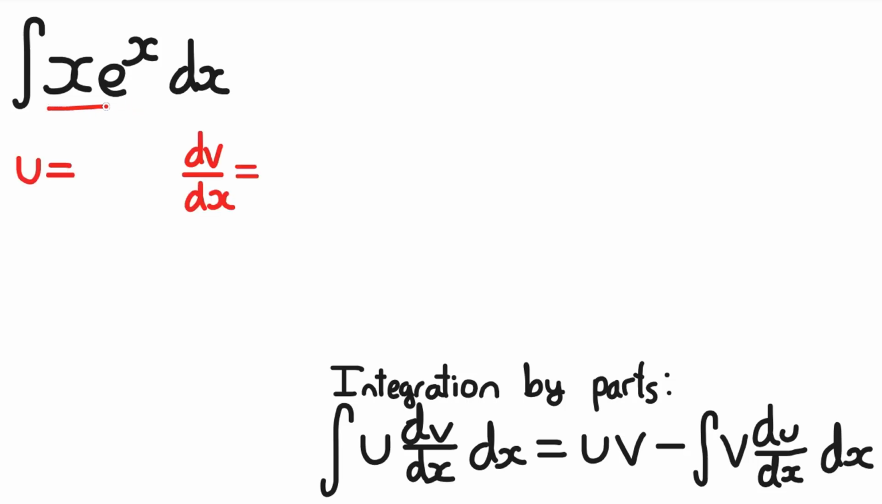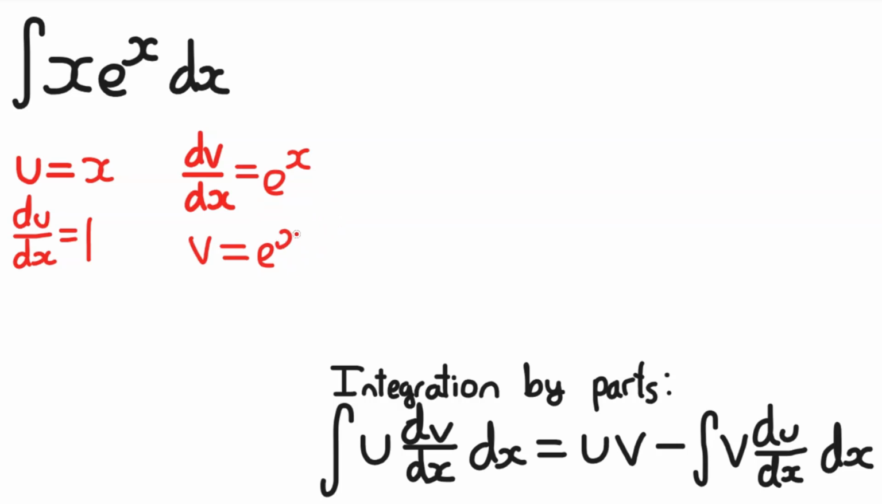So what we're going to do is call one of them u and one of them dv over dx, and as I mentioned before, we normally call x u, and then the other function we normally call dv over dx, so we're going to call this e to the power of x. If we differentiate u equals x, du over dx is equal to 1, and then we integrate dv over dx equals e to the power of x, so v is equal to e to the power of x. We've talked about in year 2 integration already that when you integrate e to the power of x, it's still just e to the power of x, it doesn't change. So therefore we're going to use this formula here.